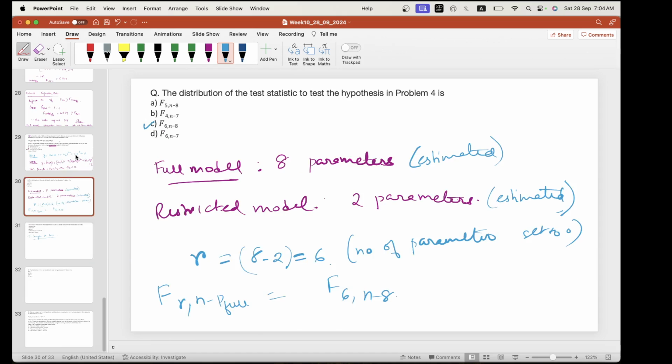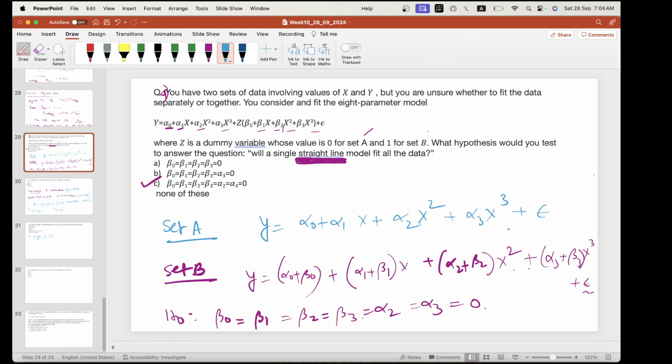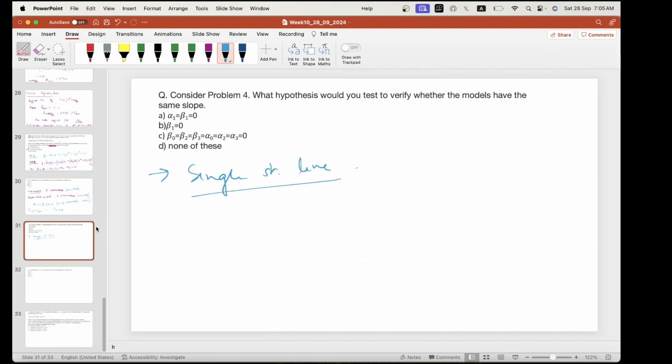Okay, because see here, this is my y equal to mx and we are considering a straight line fit. So between the two models for set A and set B, if beta 1 is set to 0, then we'll have alpha 1x here, alpha 1x here. Alright, so the answer here is beta 1 is equal to 0.